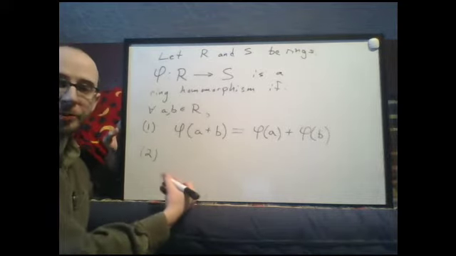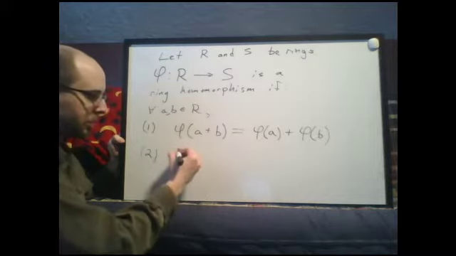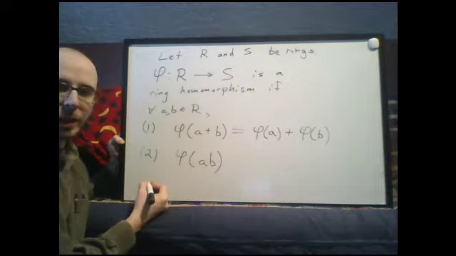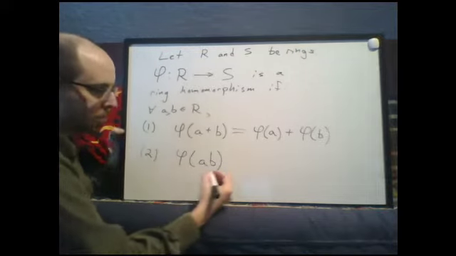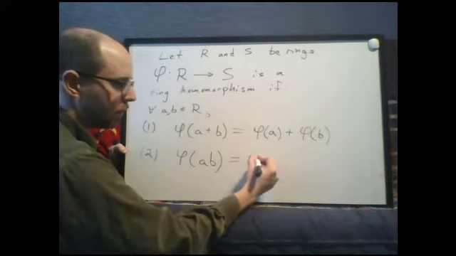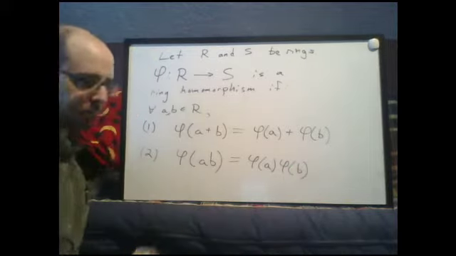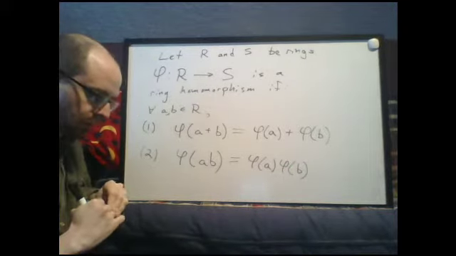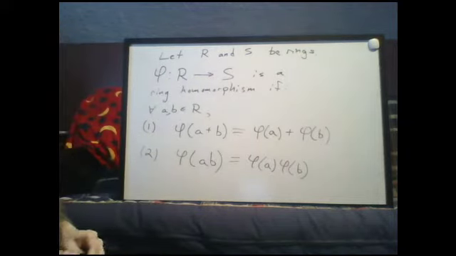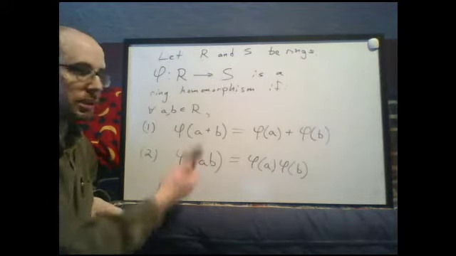To be a ring homomorphism, it's harder. There's a second condition that also has to be satisfied, which is that it preserves multiplication. So phi of A times B, here this is multiplication in R, equals phi of A times phi of B. Ring homomorphisms preserve both operations, addition and multiplication.